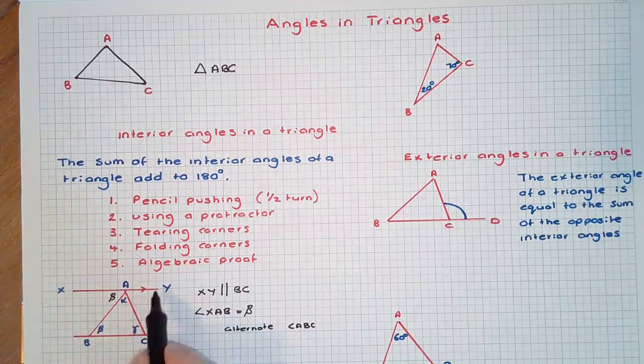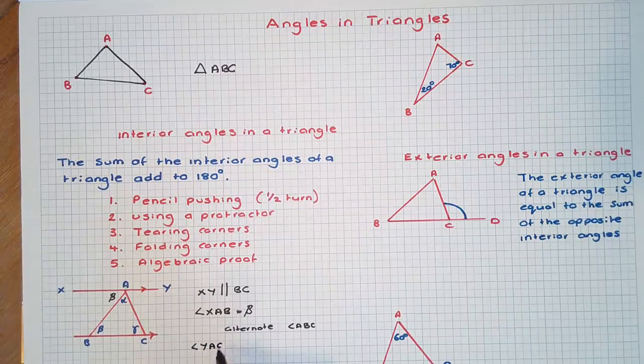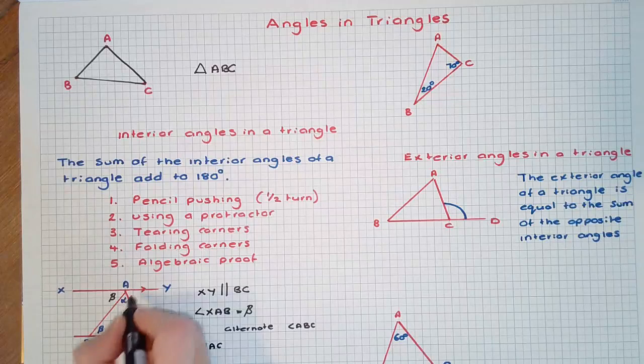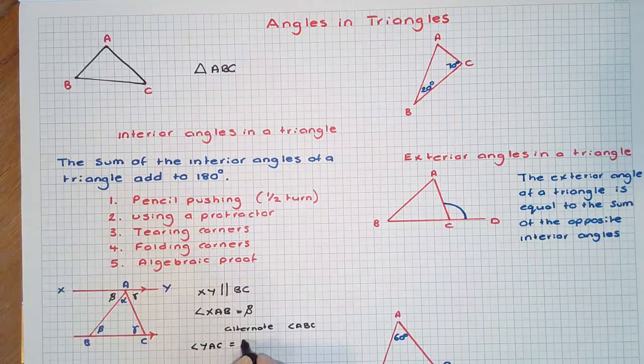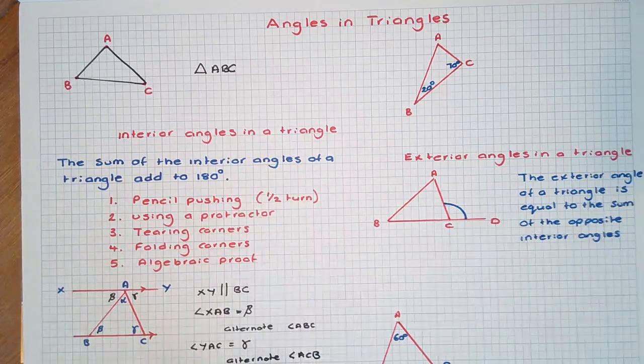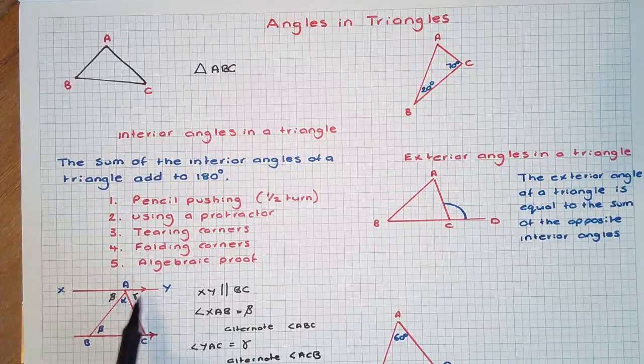We can also see that angle YAC is alternate to gamma. Therefore, it equals gamma. Therefore, now we have the three angles on a straight angle, alpha plus beta plus gamma, being the three initial interior angles, equal 180 degrees.